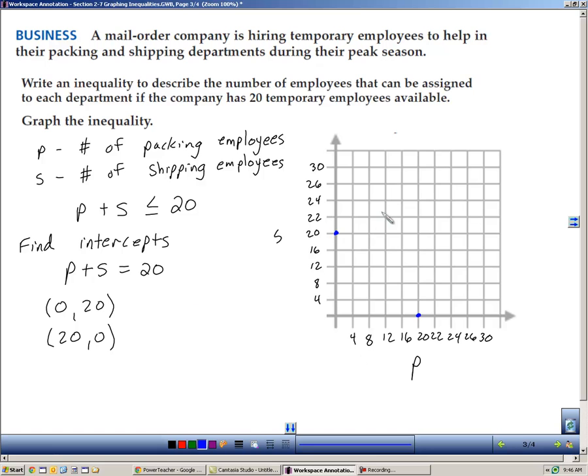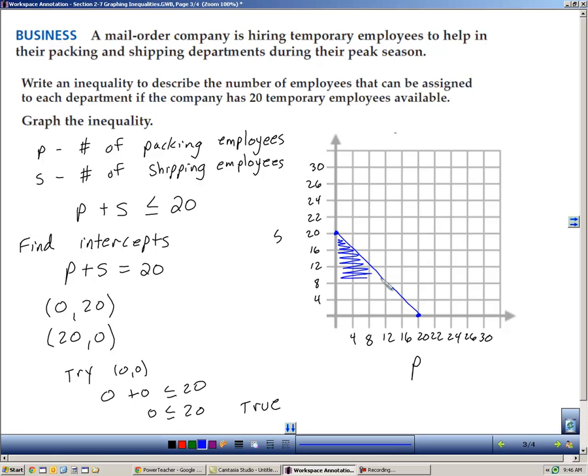Because it's less than or equal to, my graph is going to be a solid line. And now I've got to determine which side of this line to shade. So I'm going to try 0, 0. I always like to try 0, 0. So we say 0 plus 0 is less than or equal to 20. Is 0 less than or equal to 20? That's true. Which means 0, 0 is on the true side.